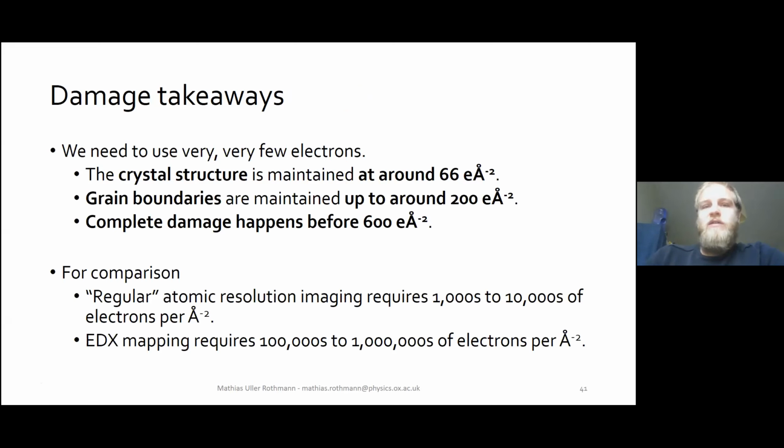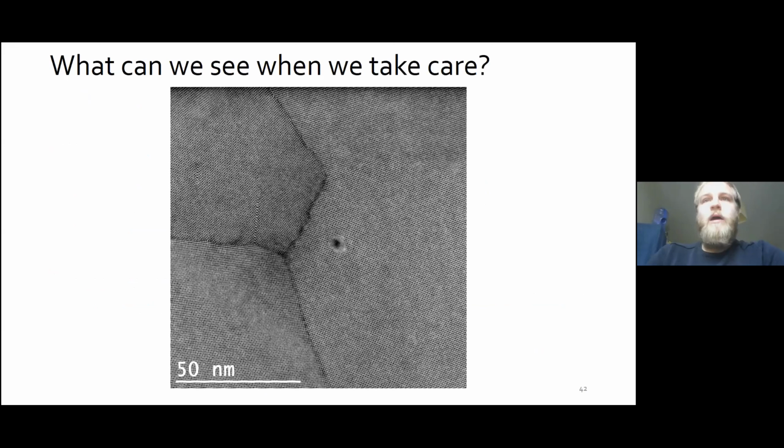So just to compare, if you want to take a regular atomic resolution image, so the one I showed you before, it requires thousands or tens of thousands of electrons per square angstrom. And typically, if you want to do your EDX mapping, so the really cool X-ray mapping, it requires hundreds of thousands to millions of electrons per square angstrom. So these are some things we need to keep in mind when we try to figure out what we can actually do. But when we do take really great care, we can actually see some really, really cool things.